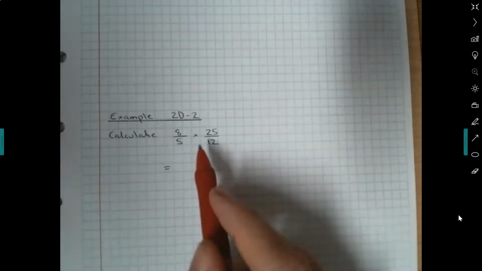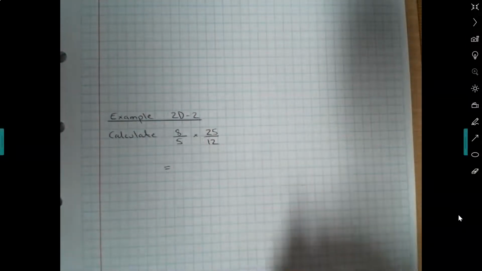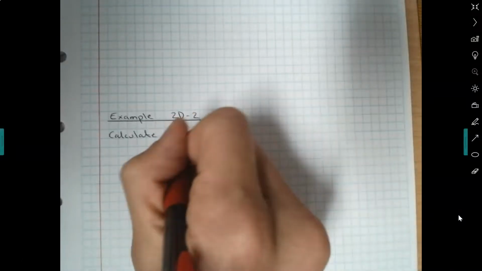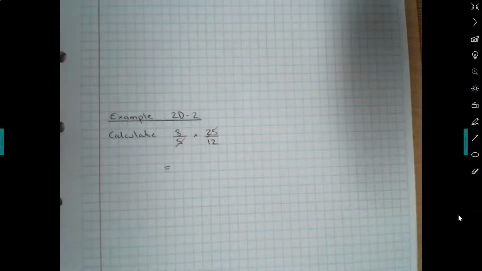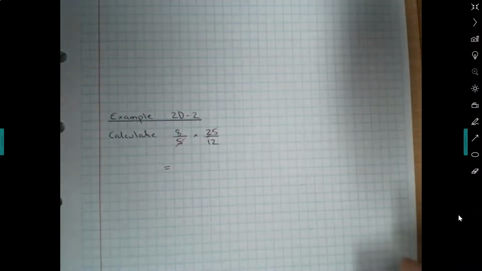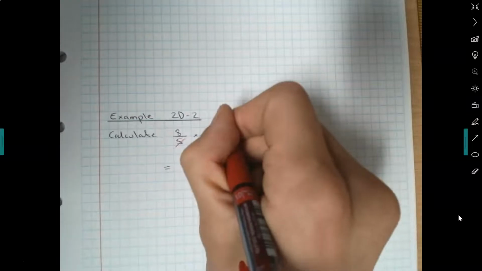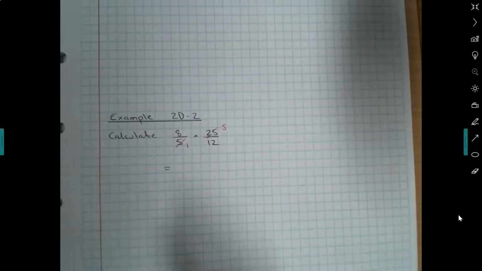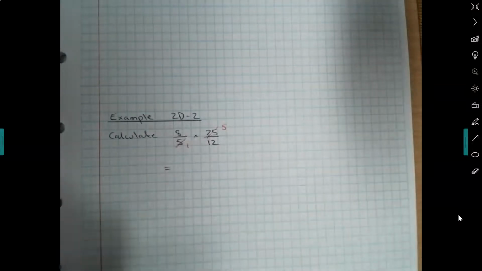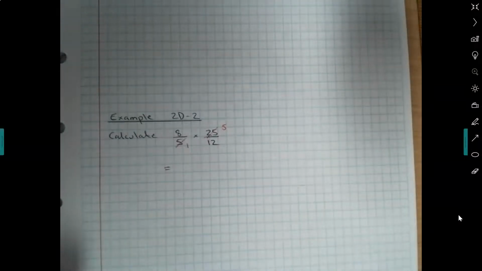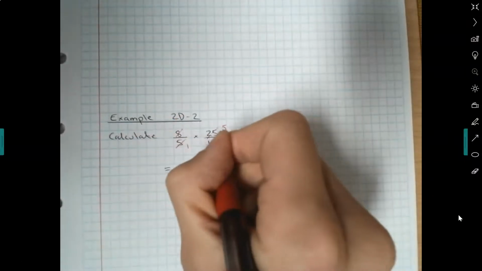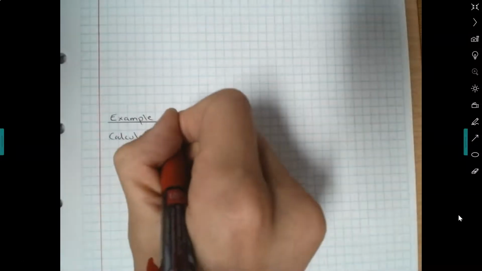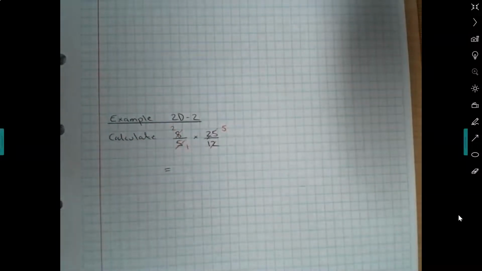So straight away when I see 5 and 25, I know that 5 is a factor of each, so I can actually divide both of those values by that common factor of 5. So 25 divided by 5 gives me 5, and 5 divided by 5 gives me 1. Then I've got 8 and 12. Again, I can see that I've got a common factor of 4. So if I was to divide each of those by their common factor of 4, 8 divided by 4 gives me 2, and 12 divided by 4 gives me 3.